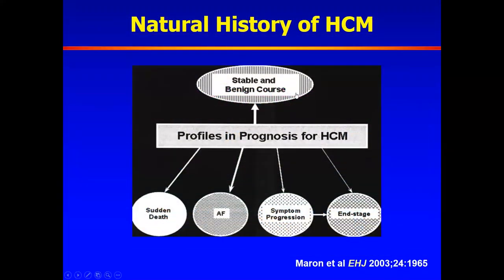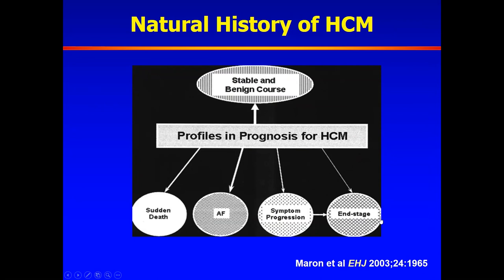The natural history in the vast majority of patients is a stable, benign course, really, and that's what you typically see if you have a practice that catches a wide variety of patients. In tertiary centers, we tend to see more of the problematic cases. So issues of sudden death, atrial fibrillation, people presenting with symptoms of shortness of breath, and both heart failure with a normal ejection fraction and the end stage with a depressed ejection fraction. Over the years, we've had a few patients that have undergone cardiac transplantation in this institution because of hypertrophic cardiomyopathy that ended up in this end stage.